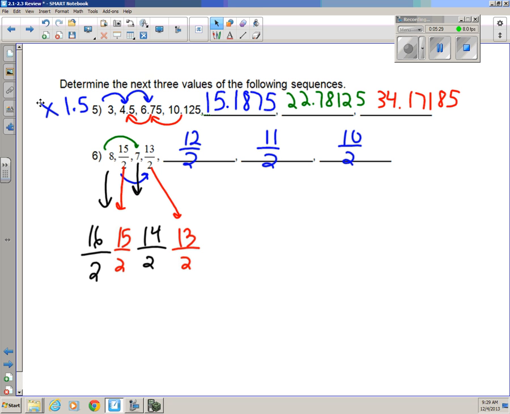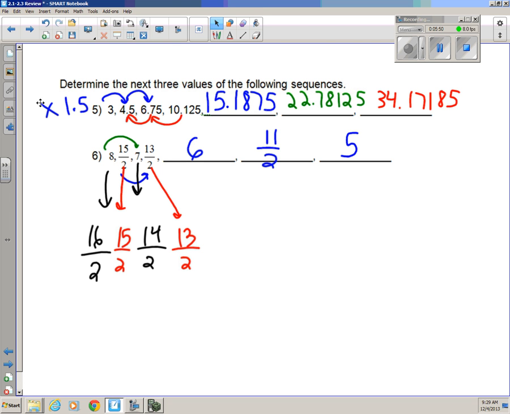But if I want to follow the pattern, isn't 12 halves just 6? And isn't 10 halves just 5? Okay, so now it really looks more like the pattern. 8, 15 halves, 7, 13 halves, 6, 11 halves, 5. Okay, so you're basically subtracting by half.